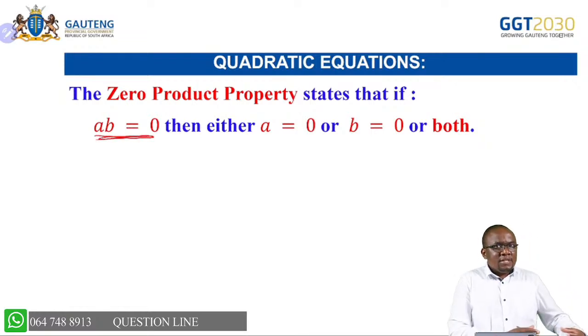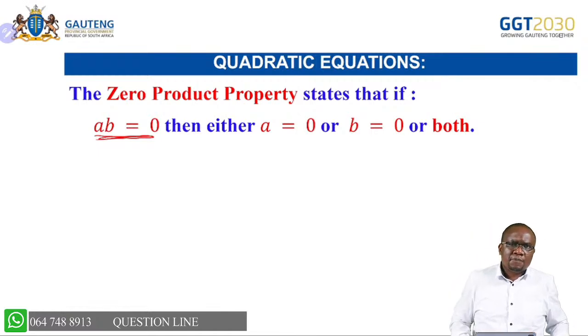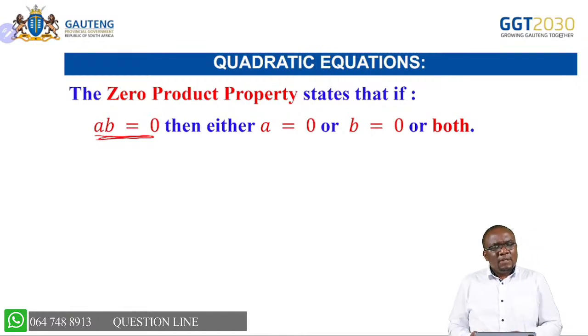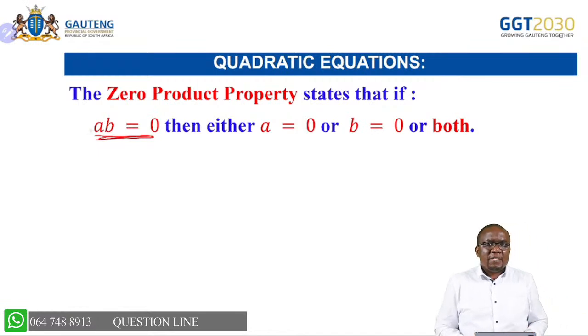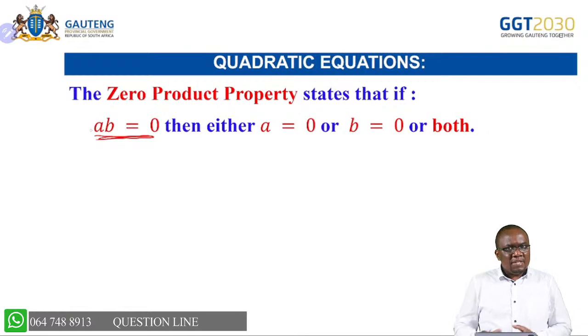It means it's either a is equal to 0 or b is equal to 0, or both of them are equal to 0. If you're multiplying two things and you're getting 0, it means that one of the things you're multiplying is 0. Let's call them a and b to simplify things. It means a is equal to 0 or b is equal to 0, or both of them are equal to 0. It's a very, very important concept when it comes to what?